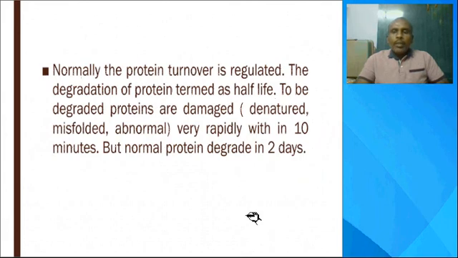Normally, protein turnover is regulated. It is achieved particularly by chaperones. The lifetime is termed the half-life. The half-life of damaged and malformed proteins is short, maybe less than 10 minutes. If a protein is functional, it is good, and its lifetime is 2 days. Damaged, denatured, abnormal proteins have a very short half-life.